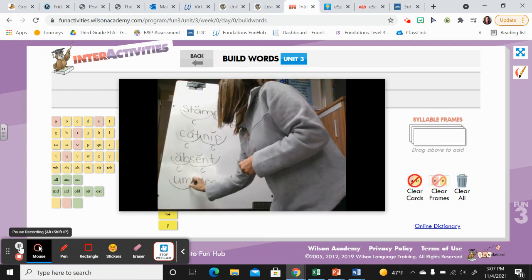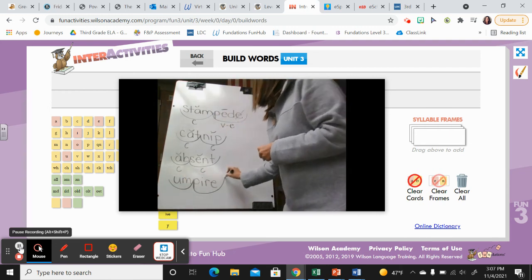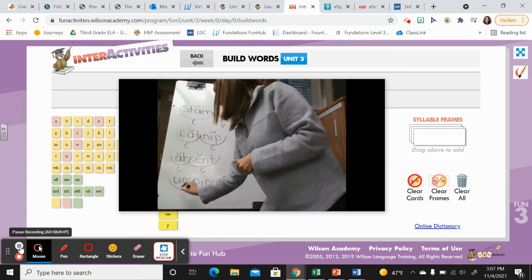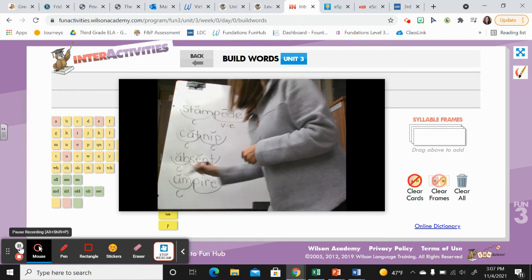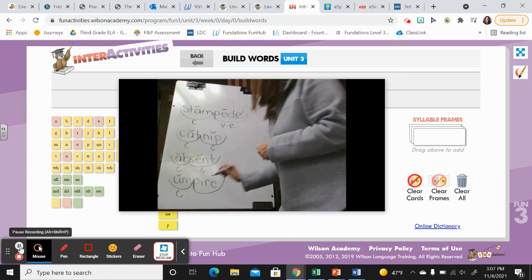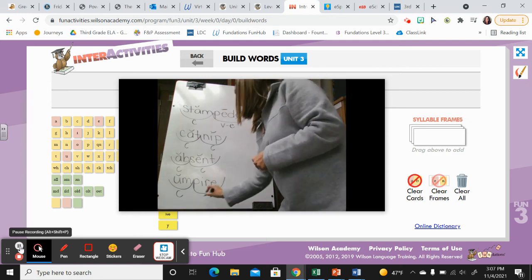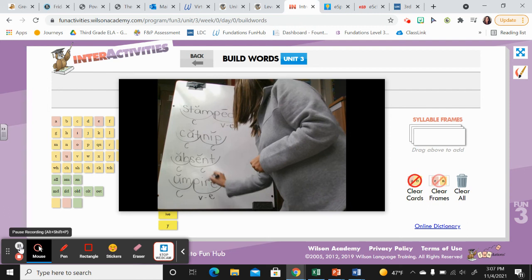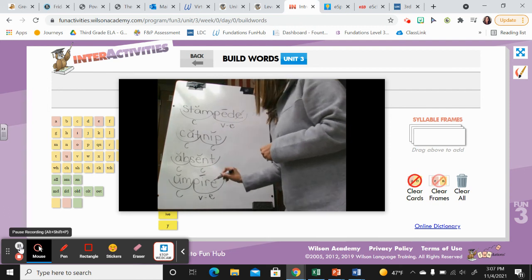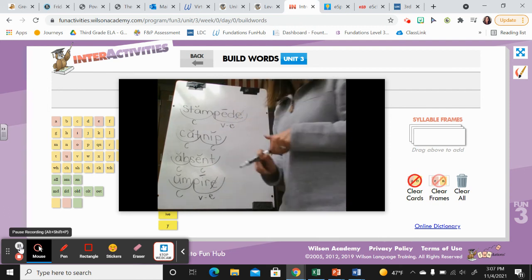Right, um-pire. Good. Um is what kind? Closed. Get your breve. How about pire? Vowel-consonant-E. Right. So I need a macron over that long I and cross off that silent E.